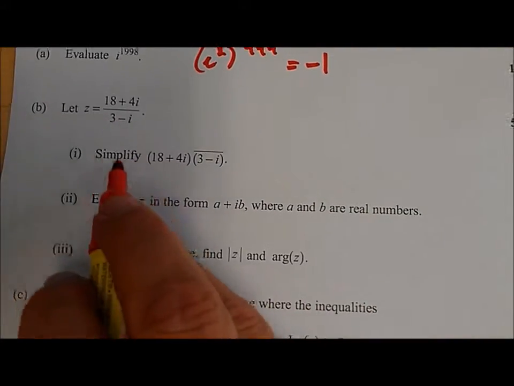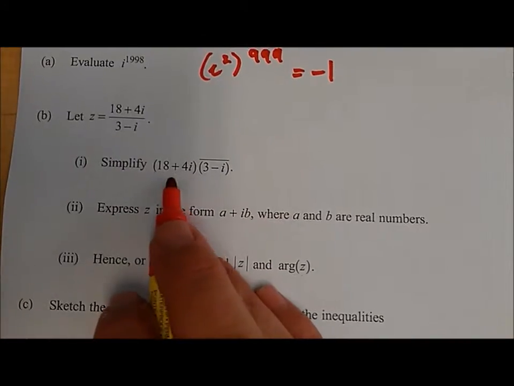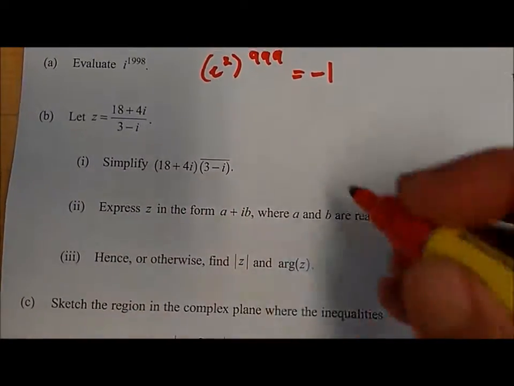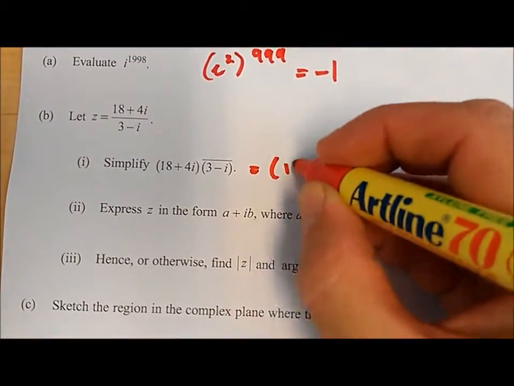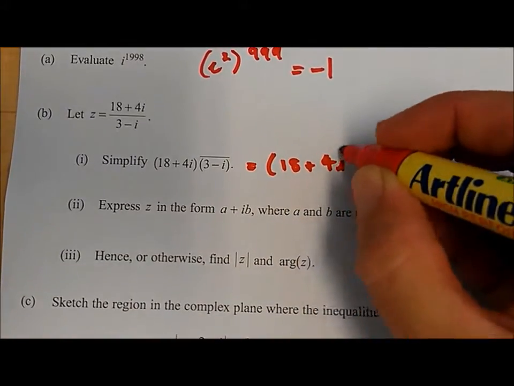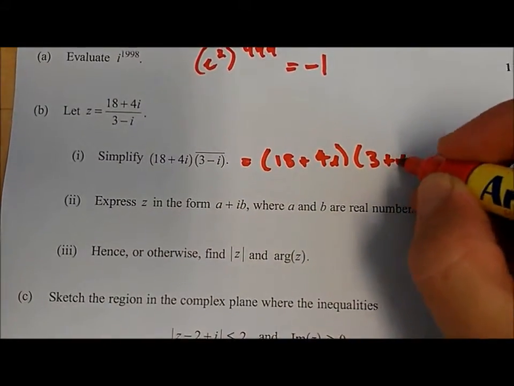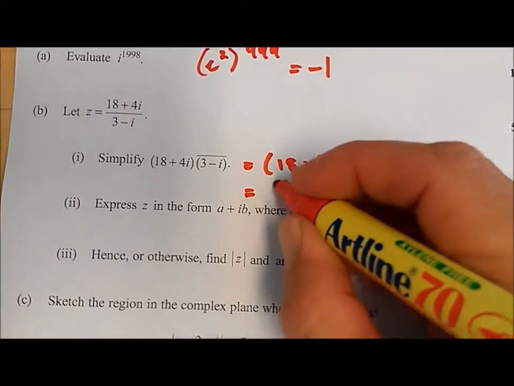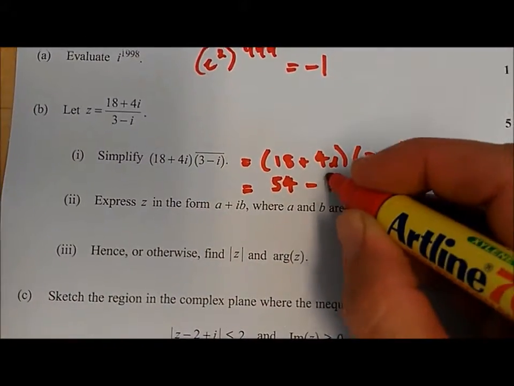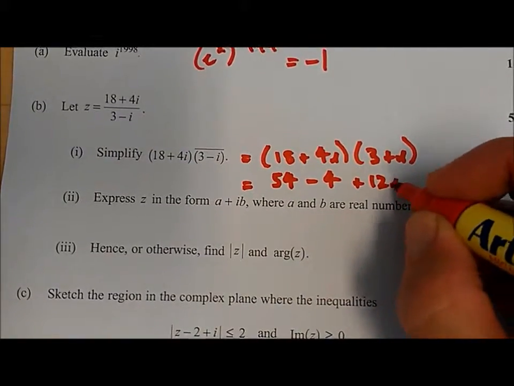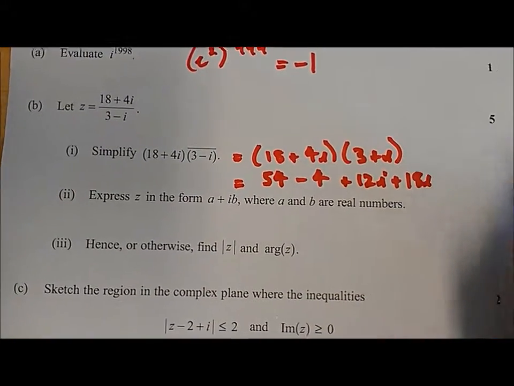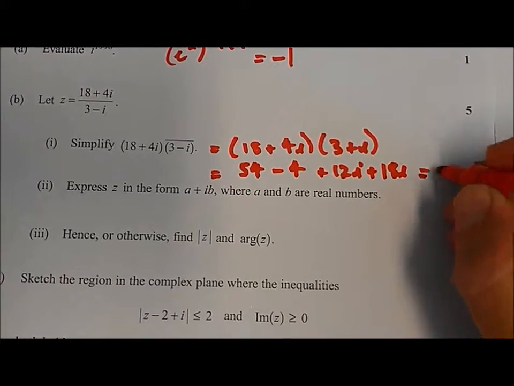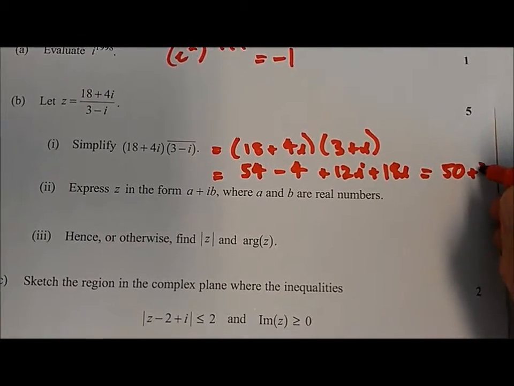Similarly, the next one's quite mechanical, gives us a complex number z, and it asks us to firstly simplify this, which is the same as taking 18 plus 4i and timesing by 3 plus i. So again, nice mechanical process. Calculating that out gives us 54 minus 4 plus 12i plus 18i, and that would be equal to 50 plus 30i.